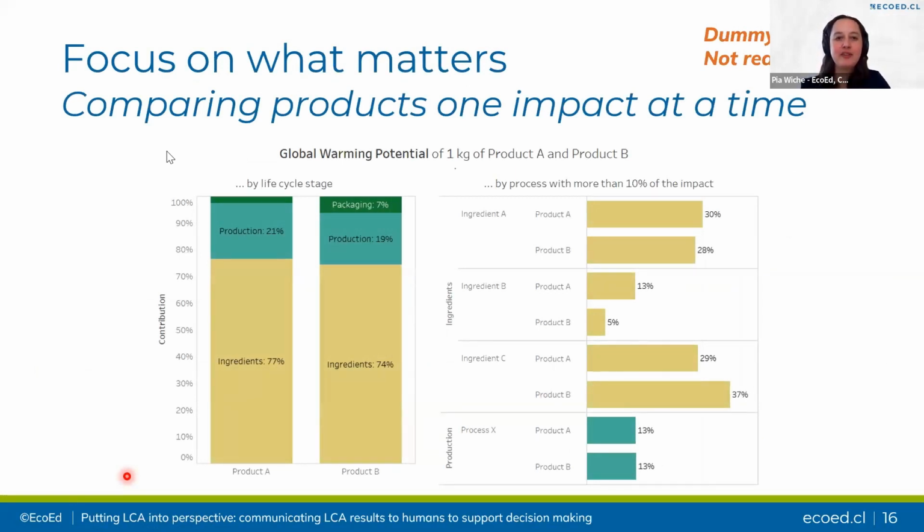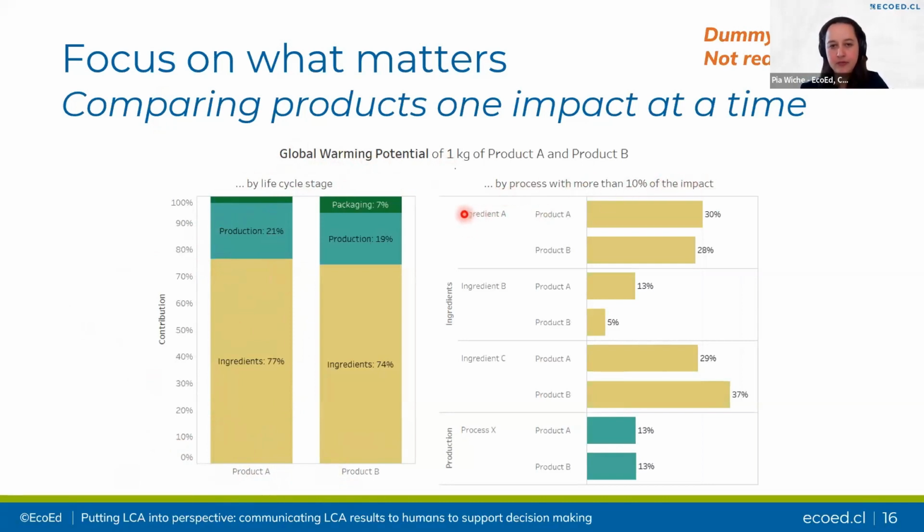Another way of doing this is comparing products one impact at a time. So let's say we have global warming potential. Of course, everyone wants to know this because this was the carbon footprint. And you're comparing two products, product A and product B. And you have the contribution for the ingredients, the production, and the packaging by life cycle stage, right? Or you could do it by process with more than 10% of the impact.